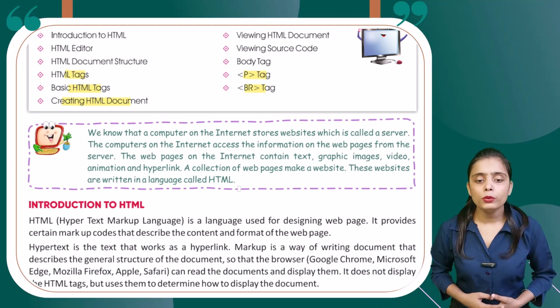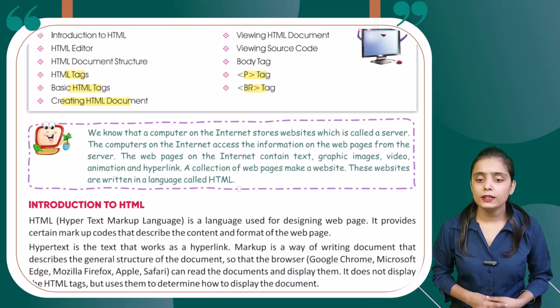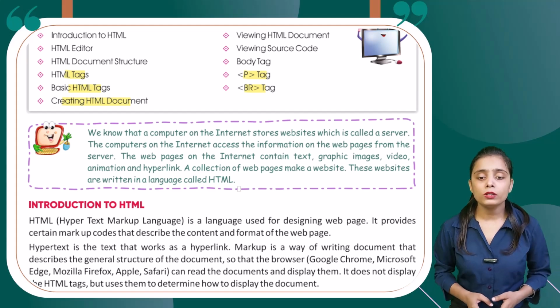We know that a computer on the internet stores websites, which is called a server. The computers on the internet access the information on the web pages from the server. The web pages on the internet contain text, graphic images, videos, animation, and hyperlink. A collection of web pages makes a website, and these websites are written in a language called HTML.